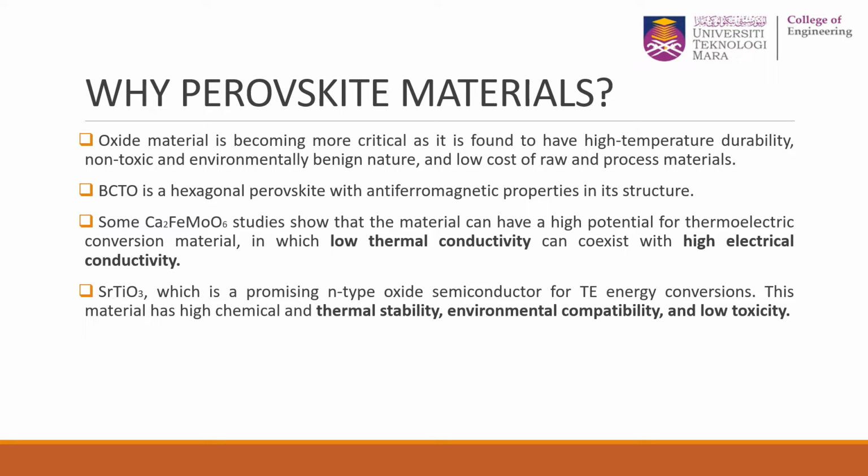Why I choose perovskite material? It is shown that oxide material is becoming more critical as it is found to have a high temperature durability, non-toxic and environmentally friendly nature, and low cost of raw and processed material. Example, BCTO is a hexagonal perovskite with antiferromagnetic properties in its structure.